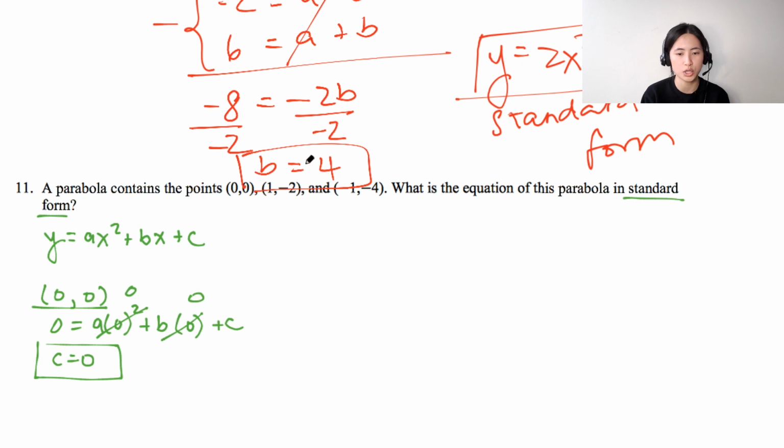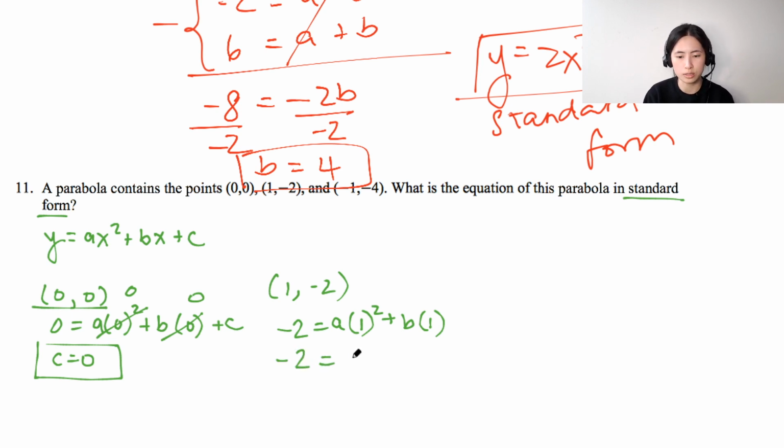So now let's proceed to (1, -2). If we have (1, -2), that means our y value is now negative 2. Then our a value is still something we don't know, multiplied to x, which is 1, and then you square that, plus b times 1 because x is 1. And because we know that c is now 0, we can just omit c. So as you can see, we have -2 = a, because 1 squared is just 1, and then this would simply be plus b.